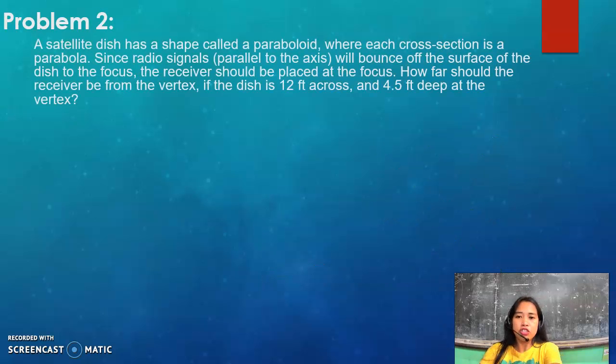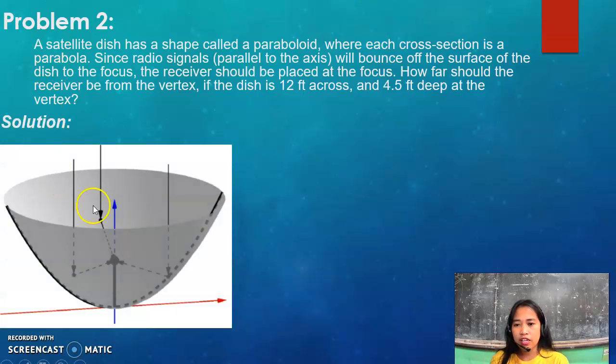A satellite dish has a shape called a paraboloid, where each cross-section is a parabola. Since radio signals are parallel to the x-axis, so kani siya, this is the radio signal, parallel siya sa axis, it will bounce off the surface, as you can see in this figure here. This is the focus. So the receiver should be placed at the focus.